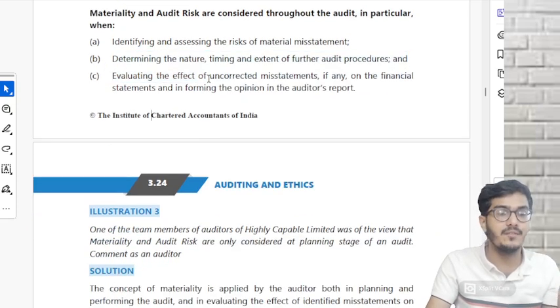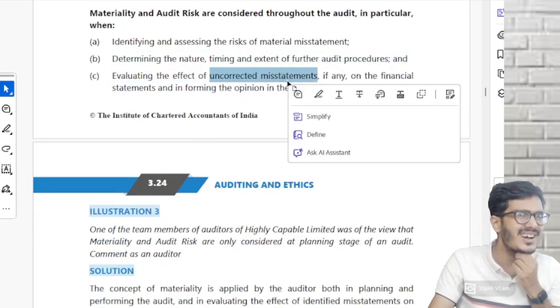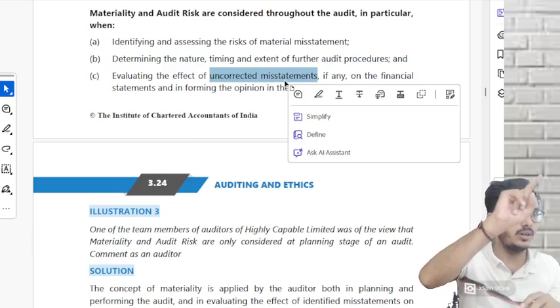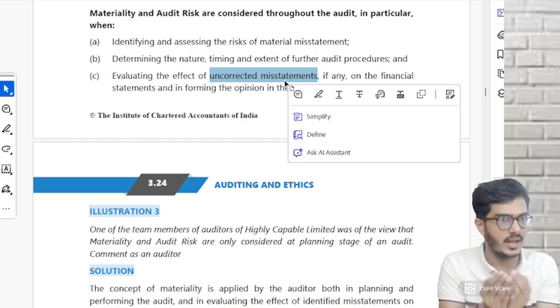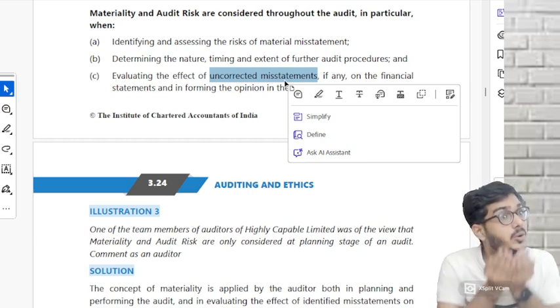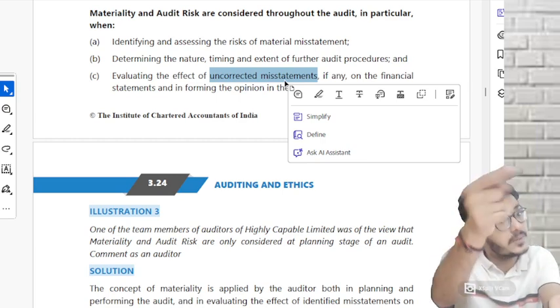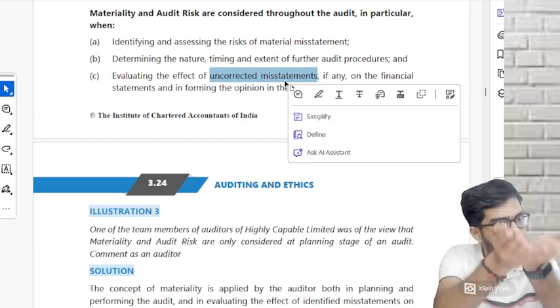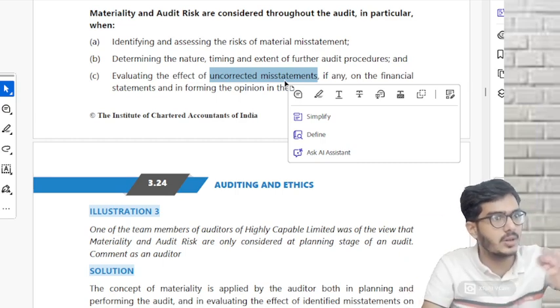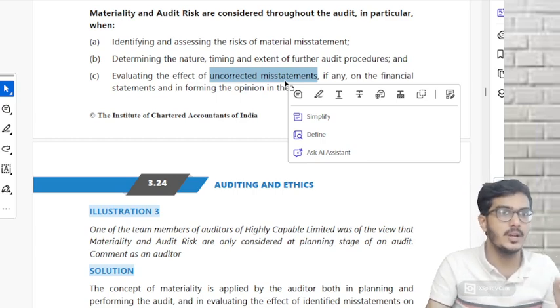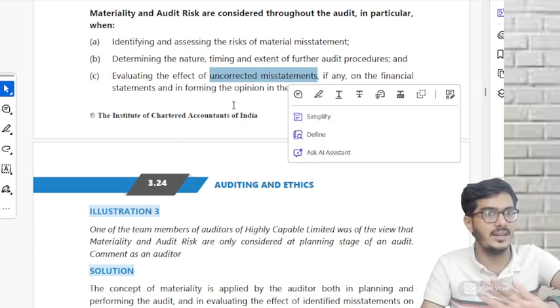And last one, the effect of uncorrected misstatements. Common sense. The auditor performs audit procedures to identify misstatements. Whatever misstatements we get, are we going to rectify them? No, we are going to give them to the management. Management will rectify them. For example, we gave 10 misstatements, management corrected only 5. Those are called corrected misstatements. What are the other 5? Uncorrected misstatements. When we are going to learn, there is a standard, SA 450.